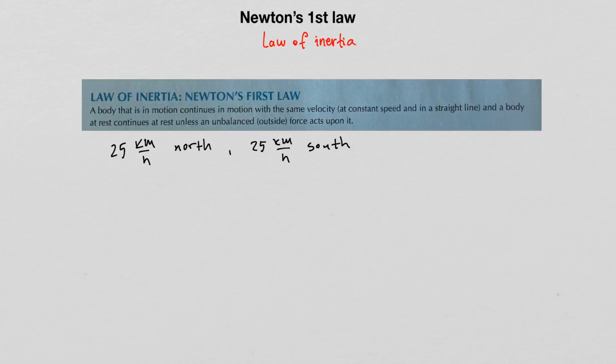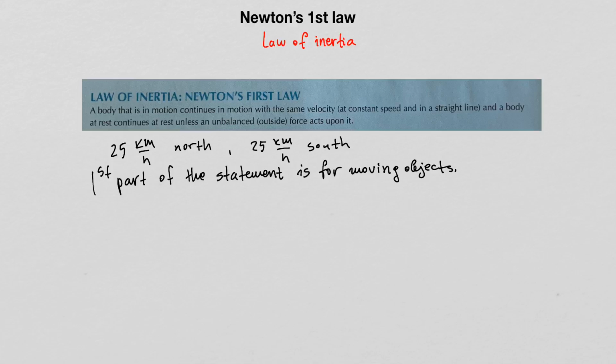Or you can make this car take a turn by pushing on this car from the side. So that would be the unbalanced force that will change the way the car is moving. So we can sort of summarize that the first part of the statement of the first Newton law is for moving objects. It discusses moving objects.